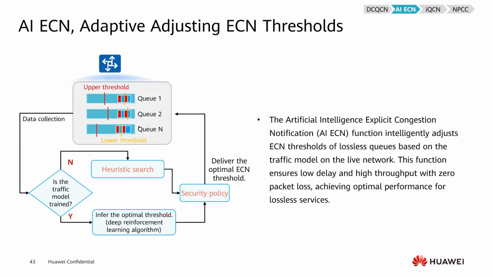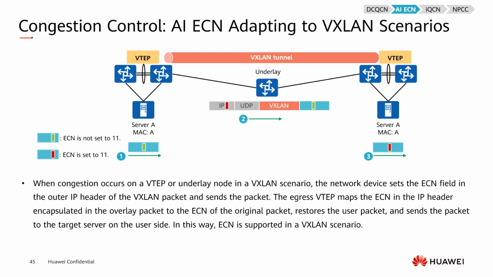The ECN threshold can be configured manually. It can also be configured by the device itself. We call it AI ECN. That means the threshold is configured by the device itself. And this page shows the congestion control, AI ECN adapting to the VXLAN scenario.